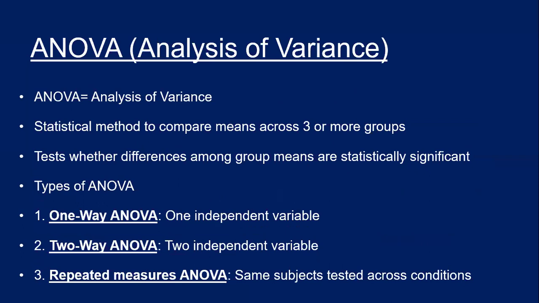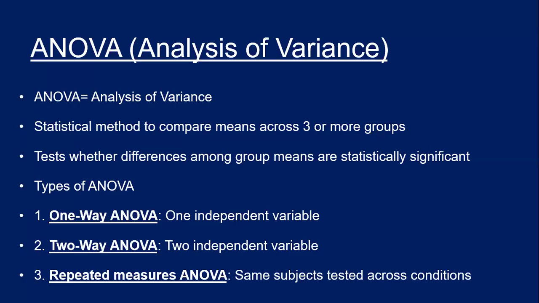Now we will go towards ANOVA, or the analysis of variances. So it is comparing the means of three different groups. It's a statistical method to compare means across three or more groups. And it tests whether differences among group means are statistically significant or not.